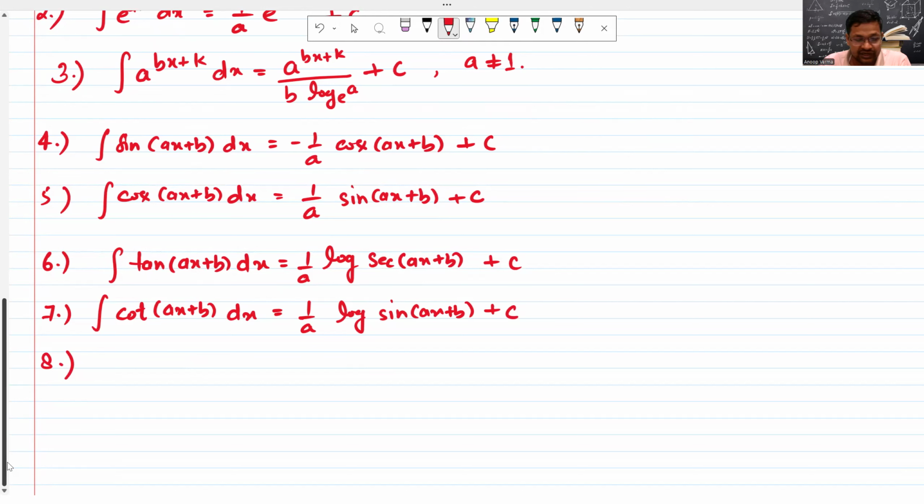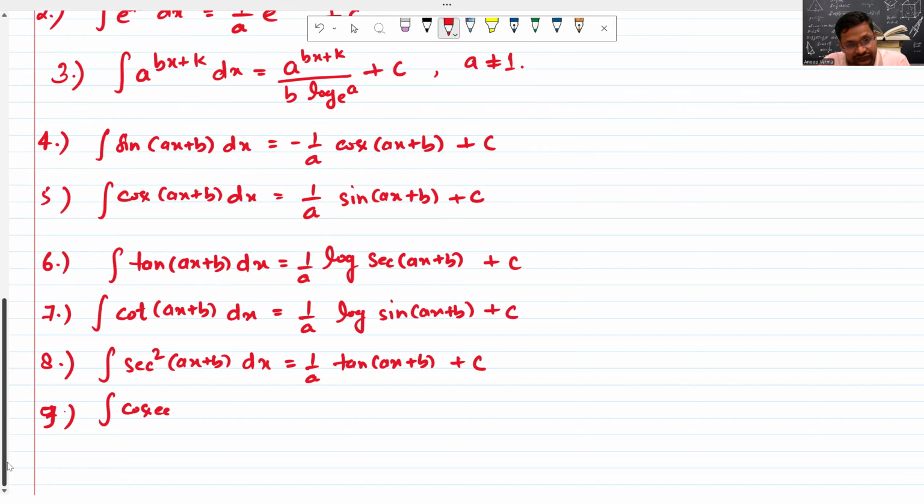Then the eighth formula is the integration of sec square of (ax plus b) dx, which is equal to 1 upon a tan of (ax plus b) plus c. Because we know that the derivative of tan x is sec square x, so the integration of sec square x will be tan x again. The ninth formula, the integration of cosec square of (ax plus b) dx is equal to minus 1 upon a cot of (ax plus b) plus some constant c.